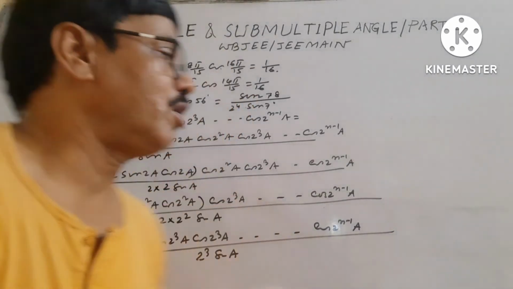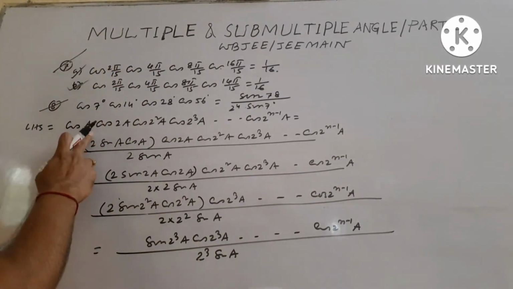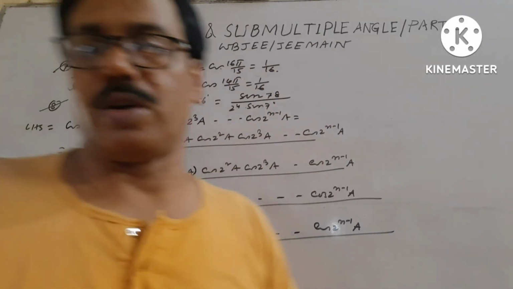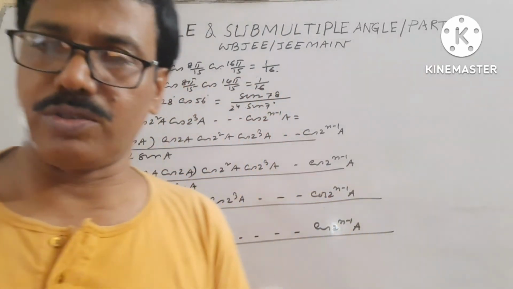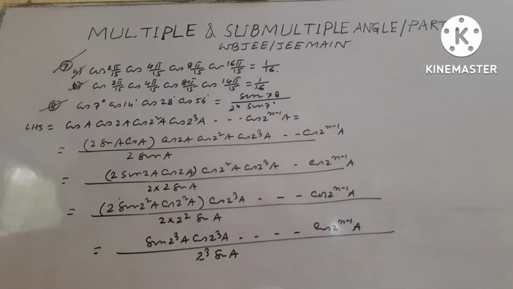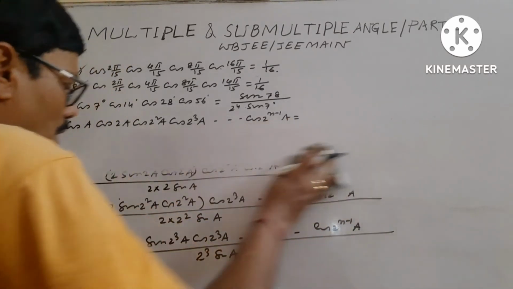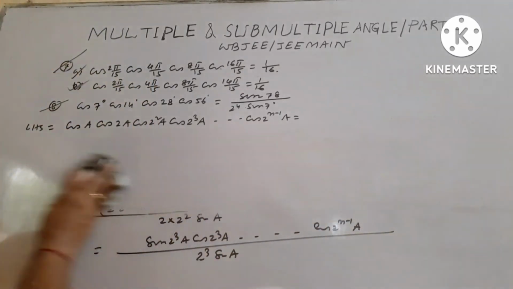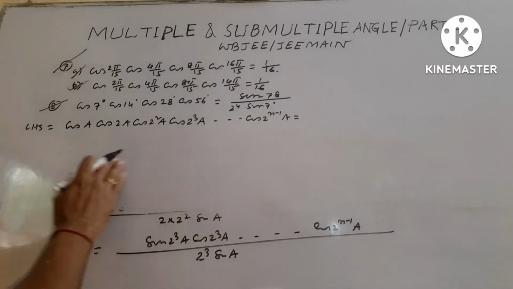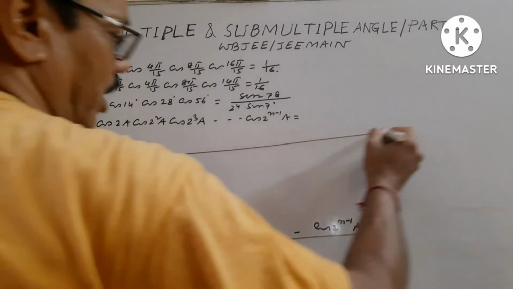Now, how many terms? A, 2A, up to 2 to the power n minus 1 A. N number of terms. N may be 100, thousands. So it is not possible to continue, so we use the induction method. So look, what are our observations? If it is 2 cube, then it is 2 cube. If it is 2 to the power 4, then the denominator will be 2 to the power 4. So proceeding in this way.